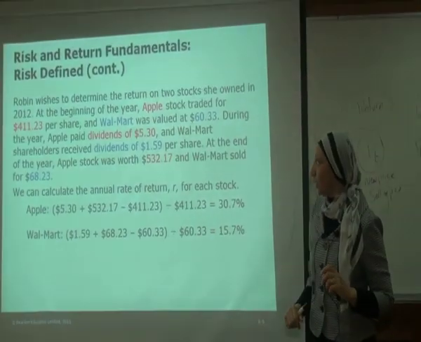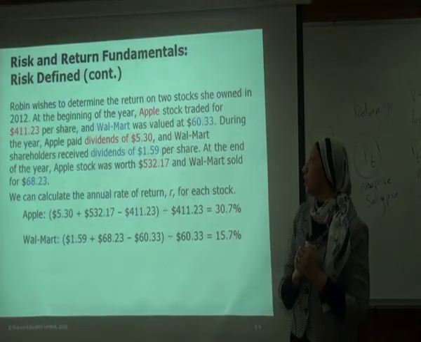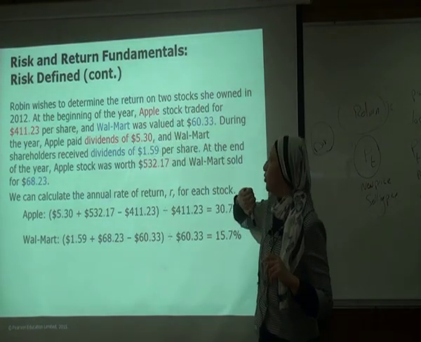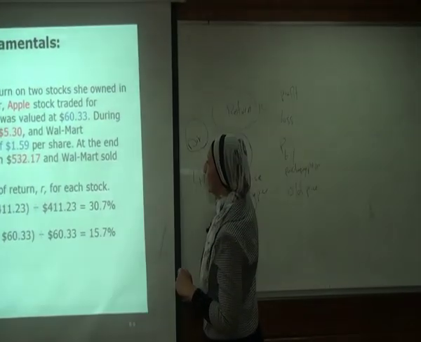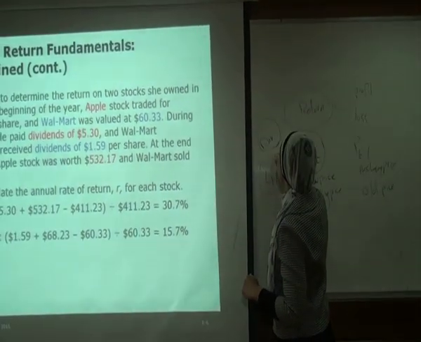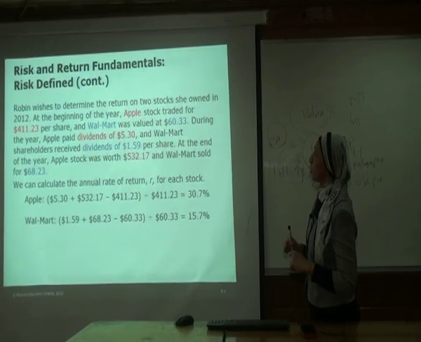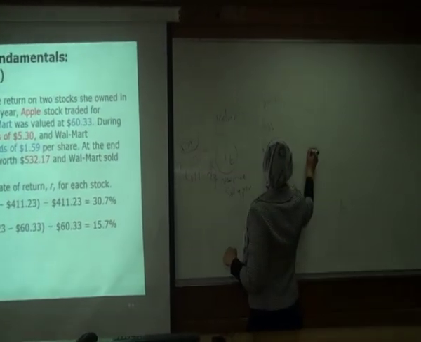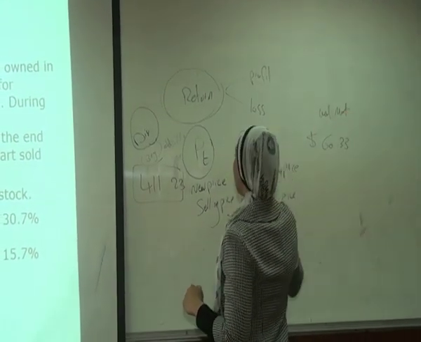Okay, let us take an example for that. Robin wishes to determine the return on 2 stocks she owned in 2012. At the beginning of the year, Apple stock traded for 411. Okay, this is at the beginning, so this is the beginning or the old price. Regarding Walmart share, the value was $60. So this is Walmart and this is Apple stock.